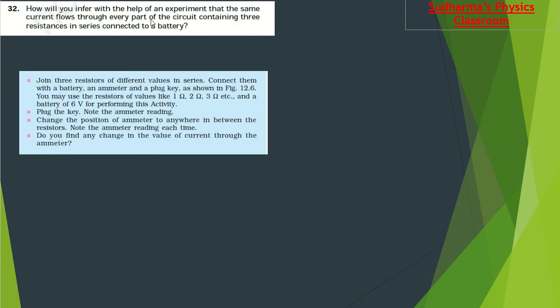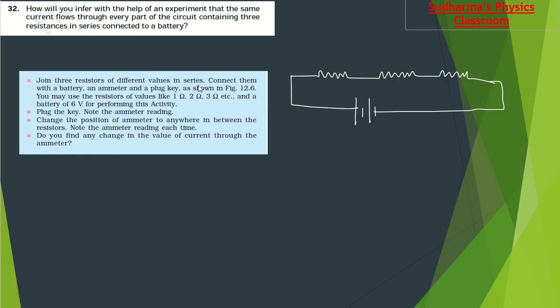Now, how will you infer with the help of an experiment that the same current flows through every part of the circuit containing 3 resistances in series connected to a battery? So we have to connect 3 resistors in series. So we have to check whether the same current is flowing through all the resistors, right? So join 3 resistors of different values in series, connect them with a battery and an ammeter and a plug key.